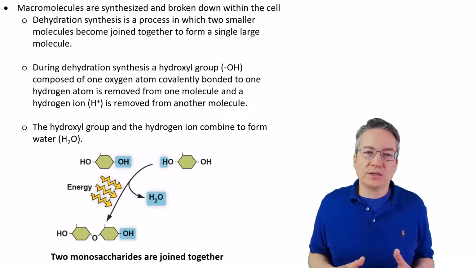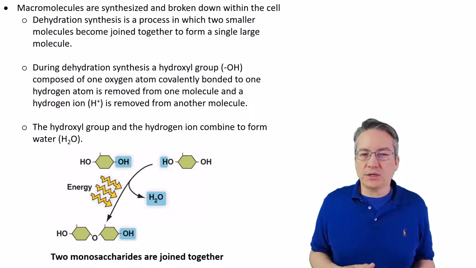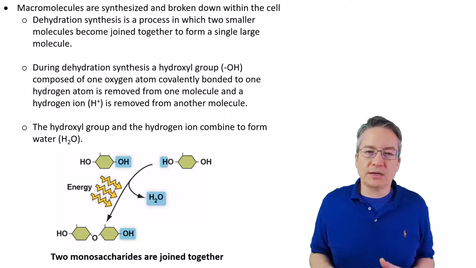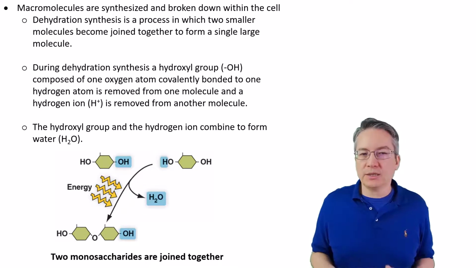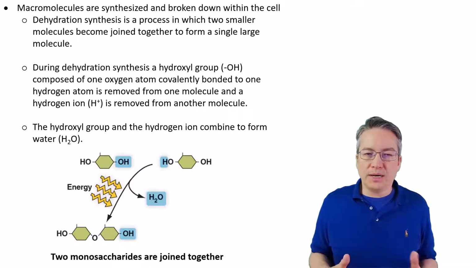During dehydration synthesis, a hydroxyl group, which is OH, composed of oxygen covalently bonded to one hydrogen atom, is removed from one molecule, and a hydrogen ion, H+, is removed from the other molecule. Okay, so let's take a look at this diagram here. We can see a hydroxyl group and a hydrogen ion combined to form water.